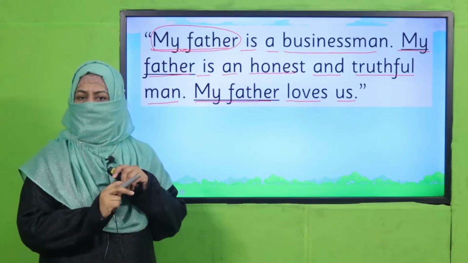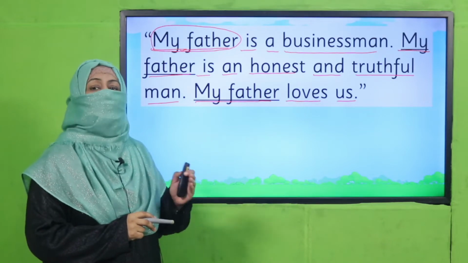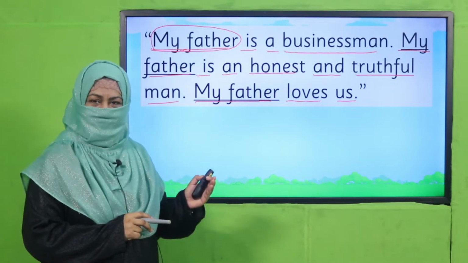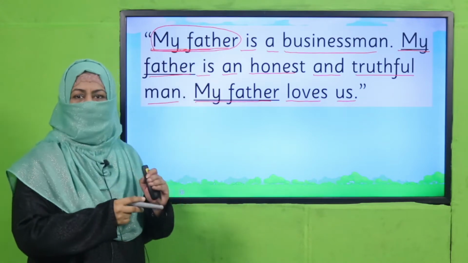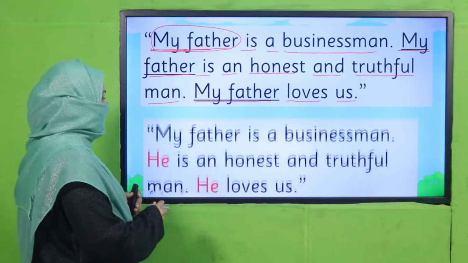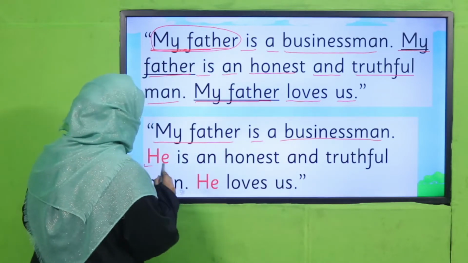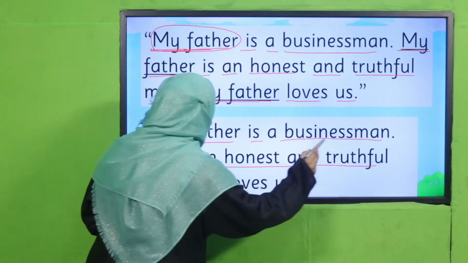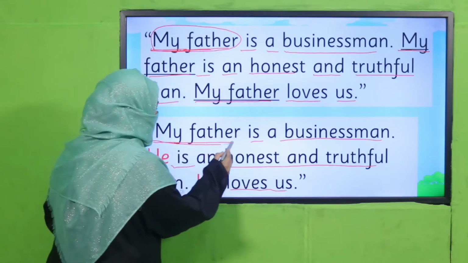So when we are writing or we are speaking, to avoid this repetition, we use substitution words, right? Instead of saying my father again and again, how do we say it? We say it like that. My father is a businessman. He is an honest and truthful man. He loves us.